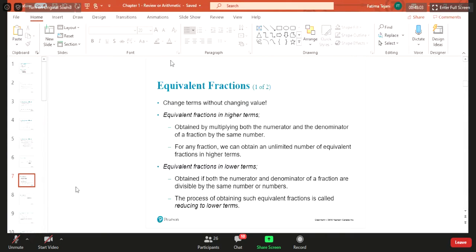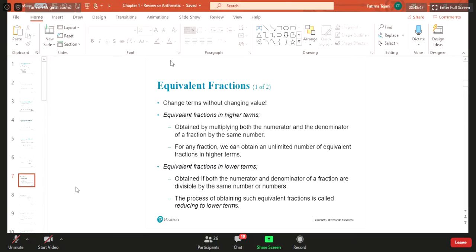Okay. Eleanor, can you read this for me, please? Equivalent fractions change terms without changing value. Equivalent fractions in higher terms are obtained by multiplying both numerator and the denominator of a fraction by the same number. For any fraction, we can obtain an unlimited number of equivalent fractions in higher terms. Equivalent fractions in lower terms are obtained if both the numerator and denominator of a fraction are divisible by the same number. The process of obtaining such equivalent fractions is called reducing to lowest terms. Yeah, thank you, Eleanor. Thank you so much.